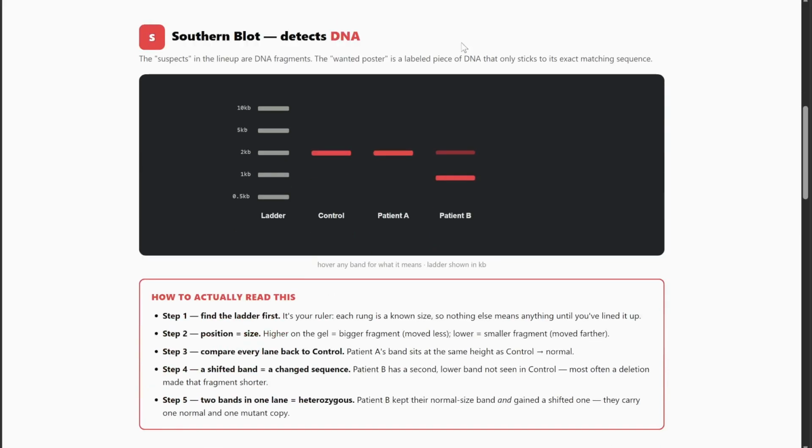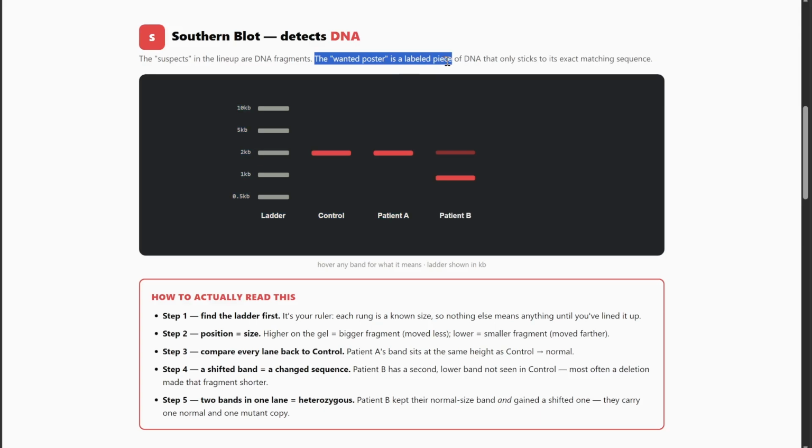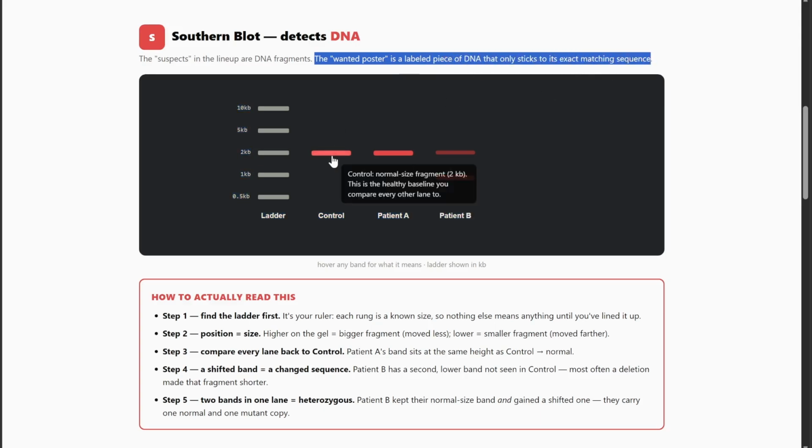Now let's say you have a Southern blot, which is able to detect DNA sequences. The suspects in the lineup are DNA fragments, as you can see here. The wanted poster is a labeled piece of DNA that only sticks to its exact matching sequence.